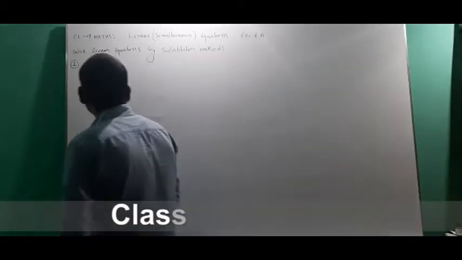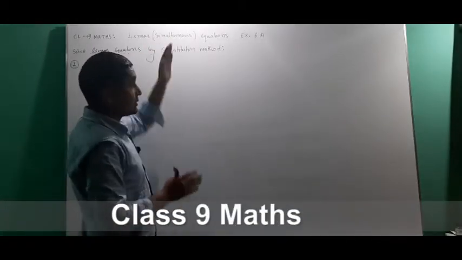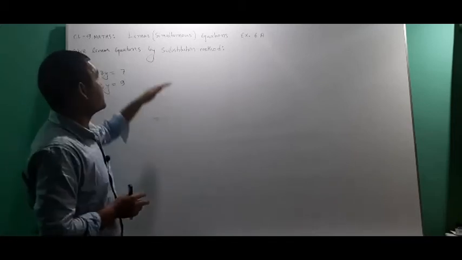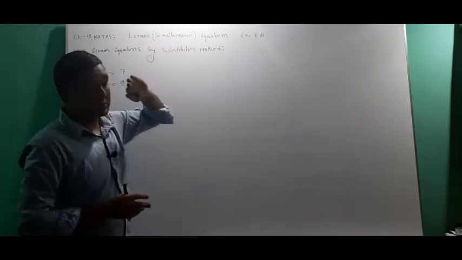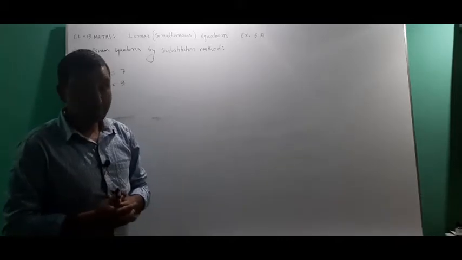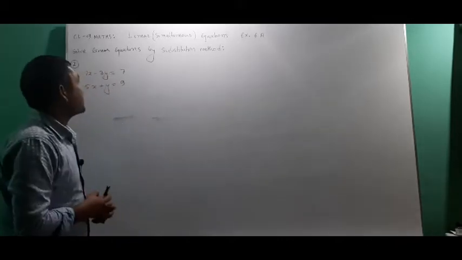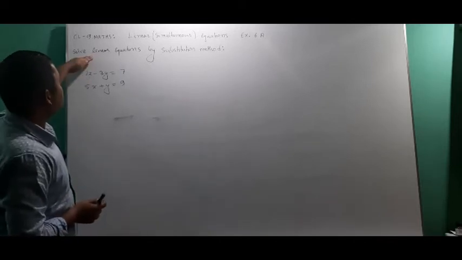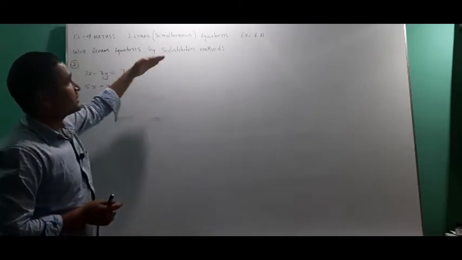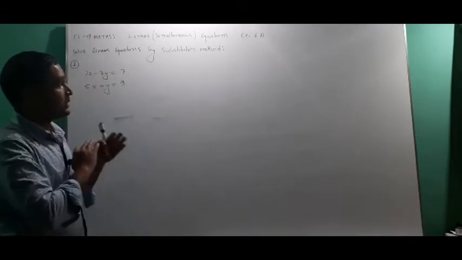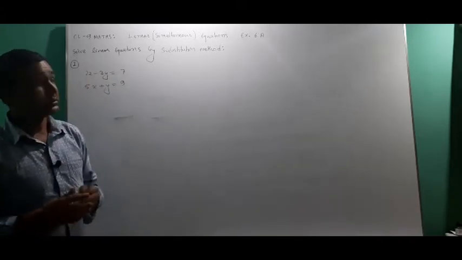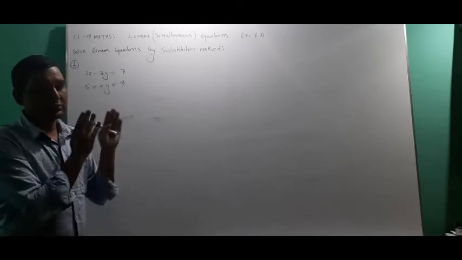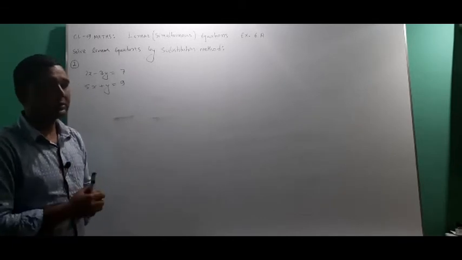Don't get confused with this word simultaneous. The pair of linear equations are called simultaneous equations. And the question asks to solve the linear equations by the substitution method. I didn't write the whole question because it is too long. That's why I wrote the main point: the question asks to solve these equations by the substitution method.